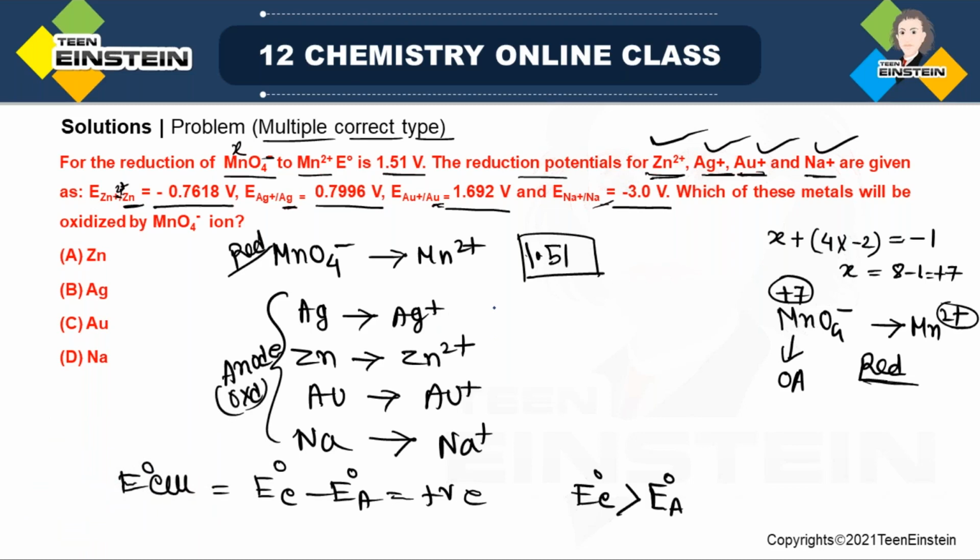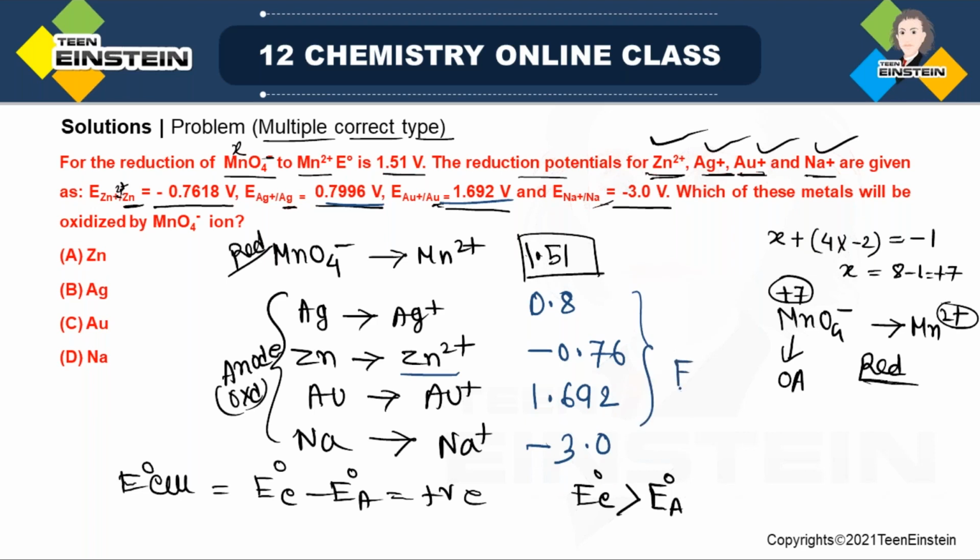And for the other system, the values are almost 0.8. For Zn, it is minus 0.76. Gold, 1.69, and sodium minus 3.0. So all these are basically E naught C.